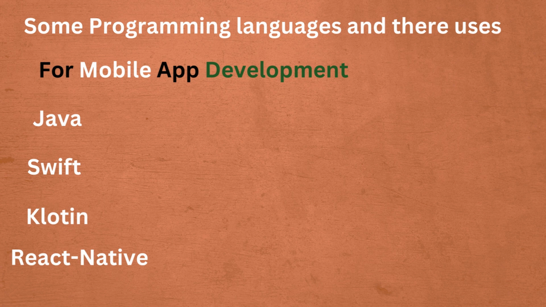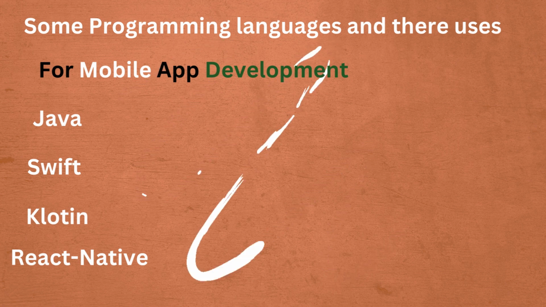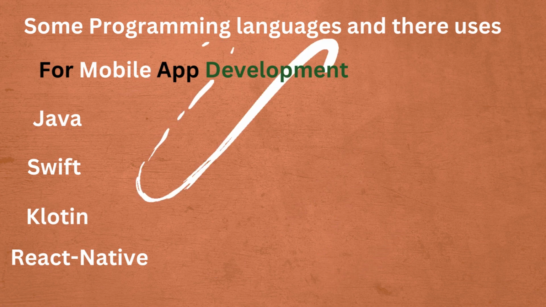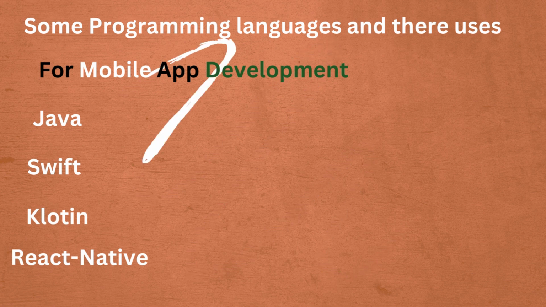Though you can use Python for mobile app development too, it is not very advisable, although there is a Python library, Kivy, which you can use to make mobile apps. But the best languages you can use for mobile apps are Java, Swift, Kotlin, and React Native. They are all cross-platform. That is, you can use one code base for your Android and iOS.